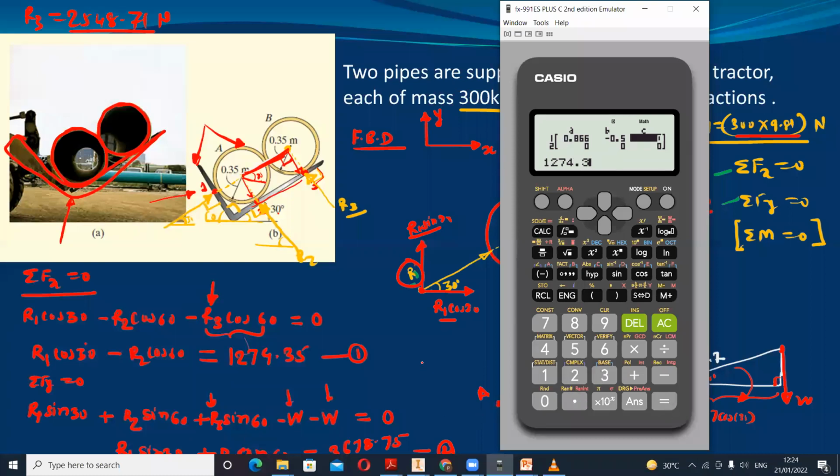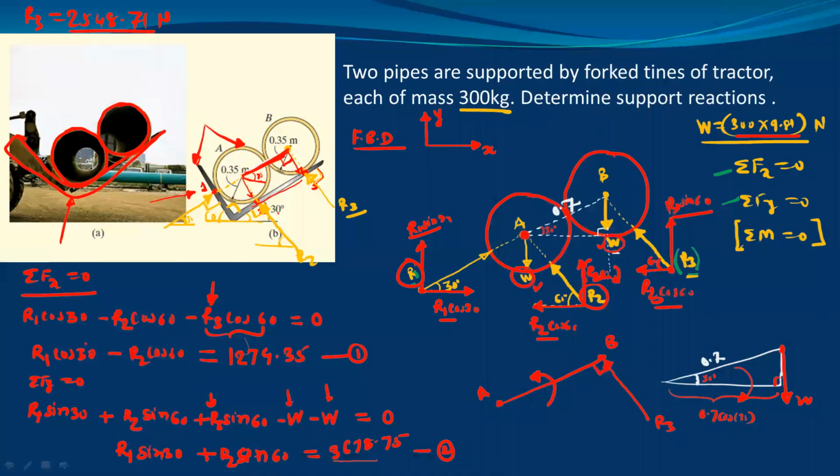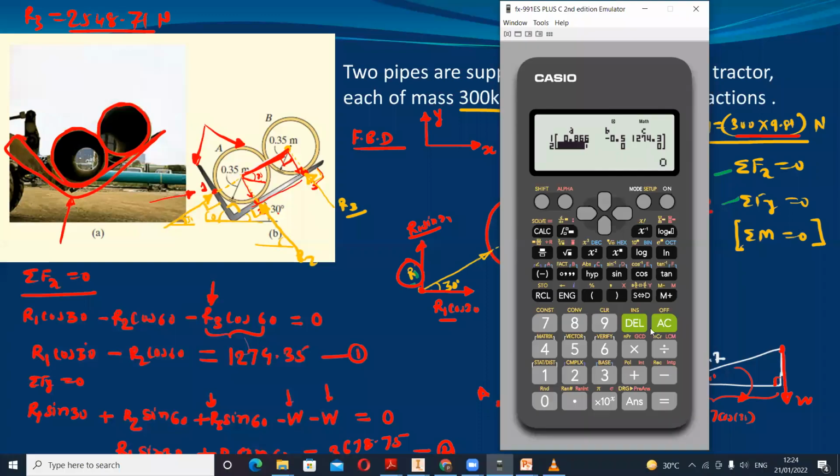Now the second equation is r1 sine 30. So sine 30 is the coefficient. Then we have sine 60. This is positive sine 60. And right hand side is 3678.75. Okay. After this, press equal to.